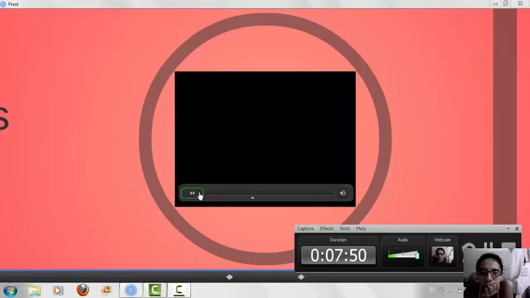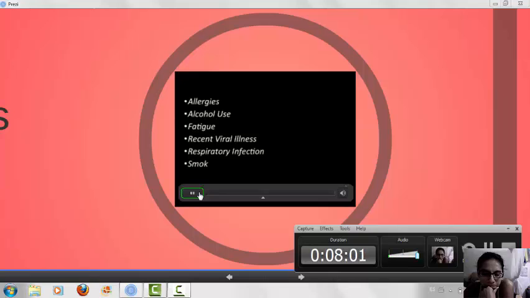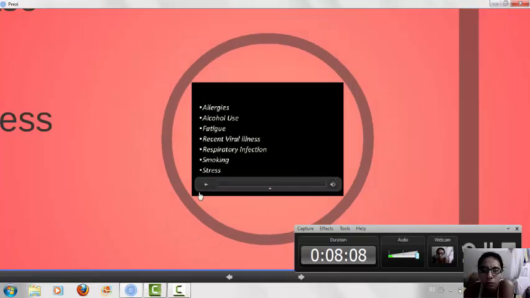Other risk factors include allergies, alcohol use, fatigue, recent viral illness, respiratory infection, smoking, stress, and use of certain medications, including aspirin. That is all.